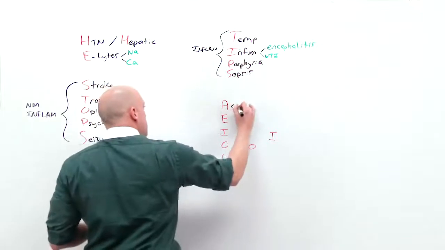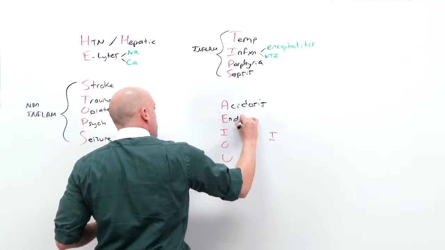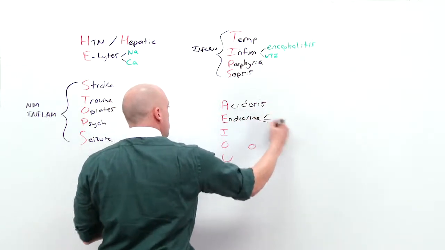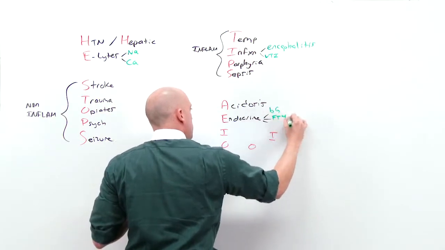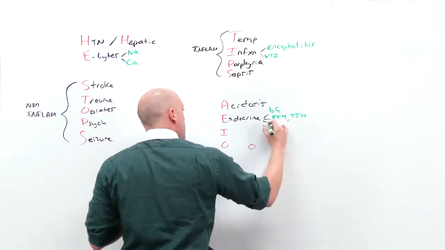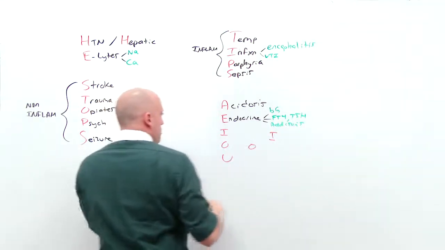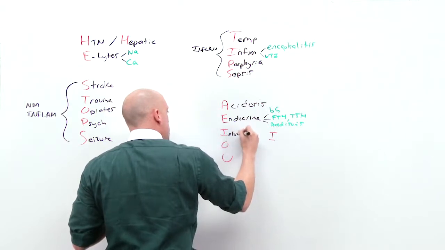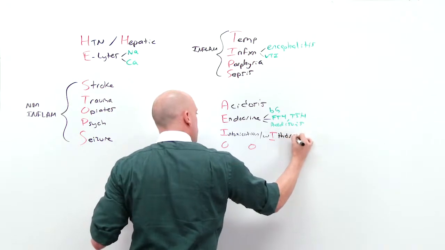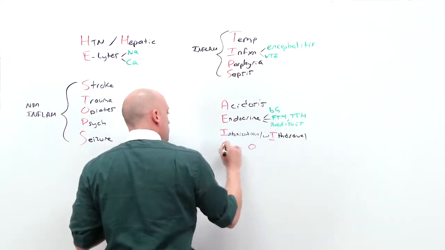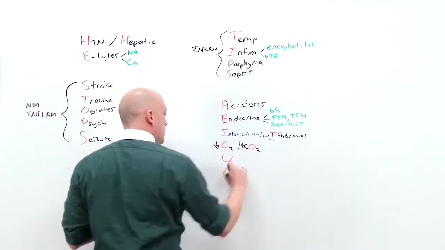A is for acidosis. E is for endocrine, especially the blood glucose, thyroid disease, and Addison's. I is a big one for intoxication or withdrawal. O is for oxygen, a low oxygen, or an elevated carbon dioxide. U is for uremia.